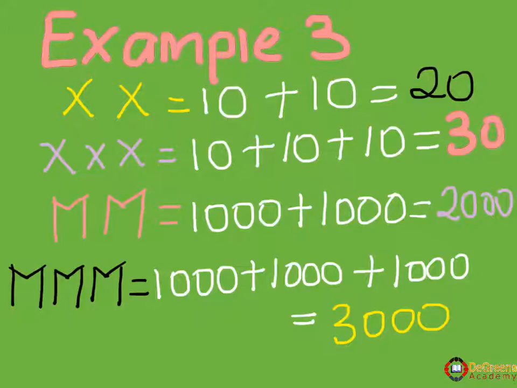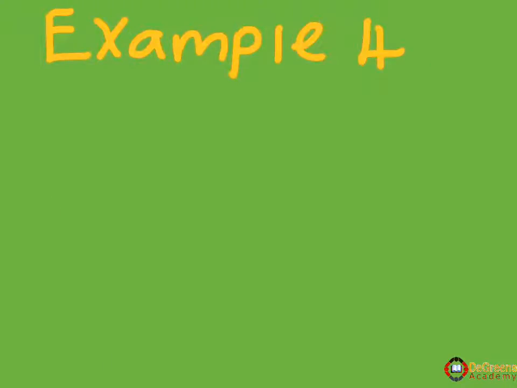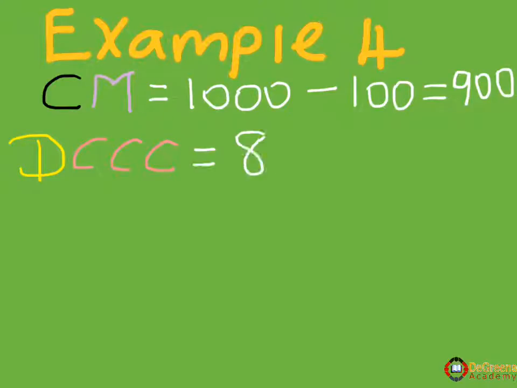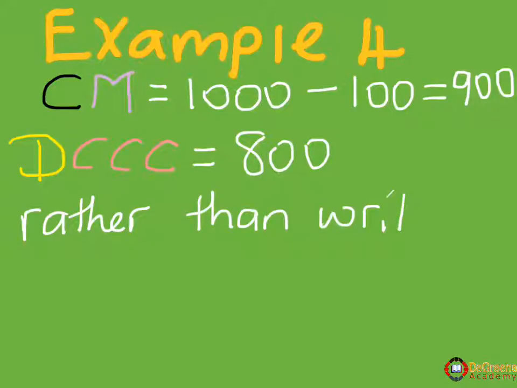The next, how the other numerals can be obtained. It says to the left of a larger numeral, a smaller numeral can only be written once and not repeatedly. Example 4. In this example, you see CM is equal to 1000 minus 100. That gives you 900.